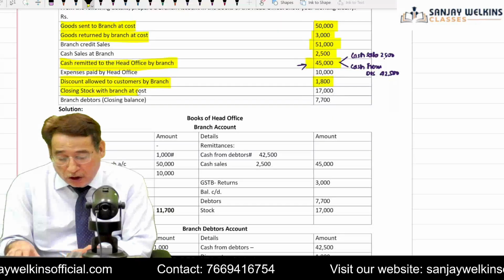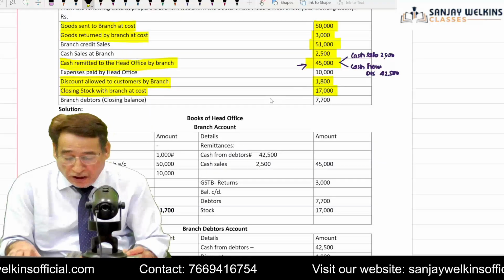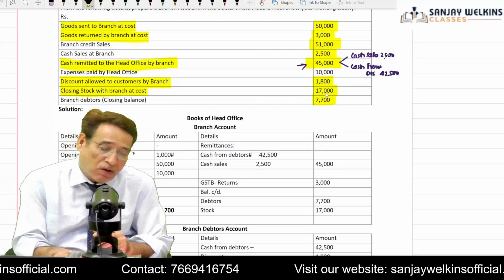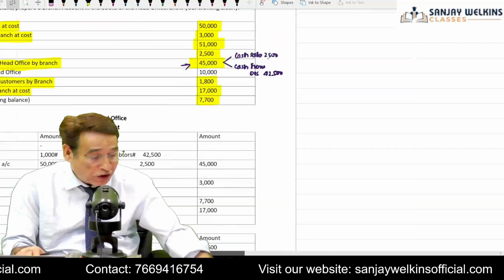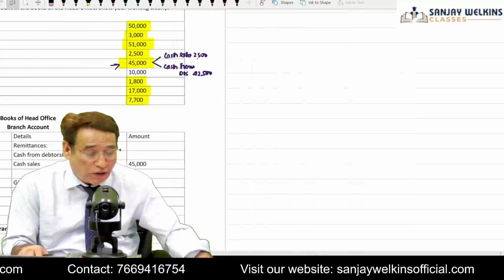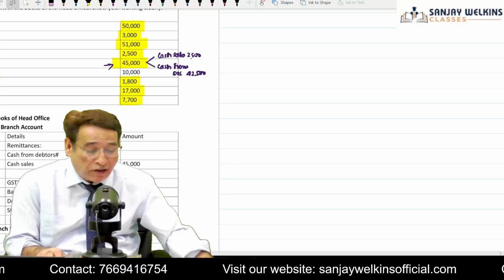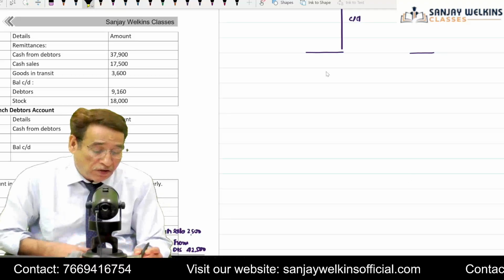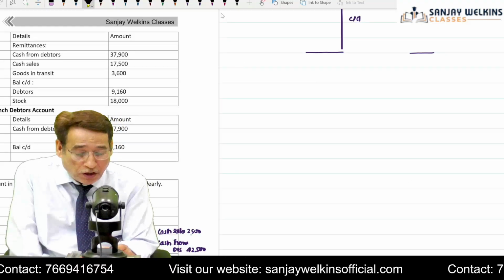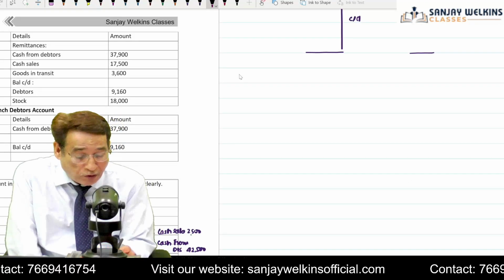Now closing stock with branch at cost is given as 17,000 and branch debtors closing balance is also given in this particular case. Honestly speaking, it is not a very tough question. These are initial questions just to open the chapters in a manner so that your foundation gets extremely strong. And that is the reason I am doing this particular question. In the initial stages, I will do lots of questions for you.